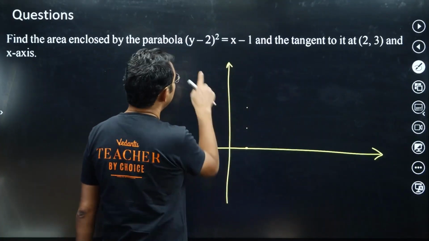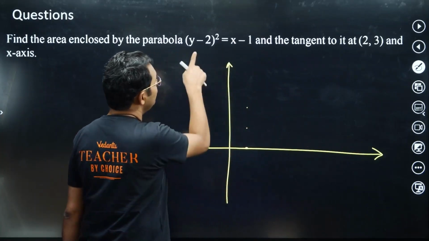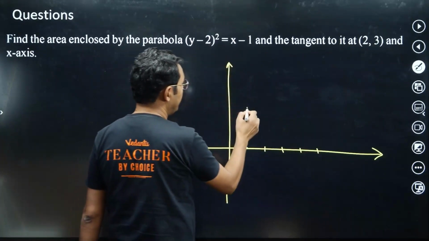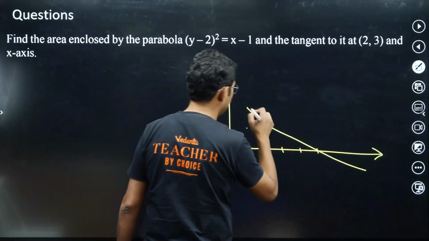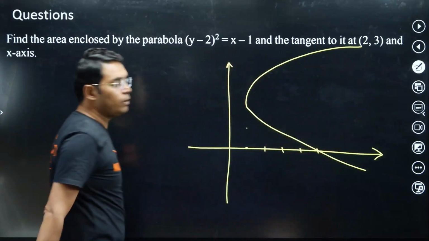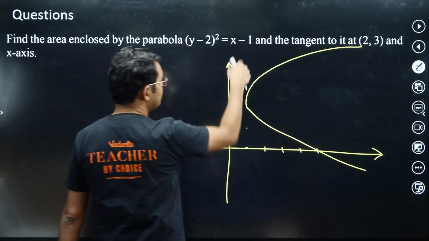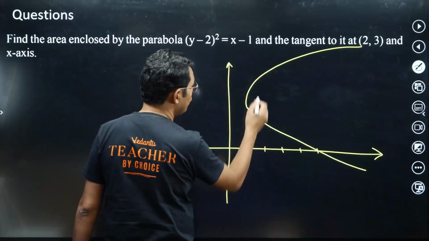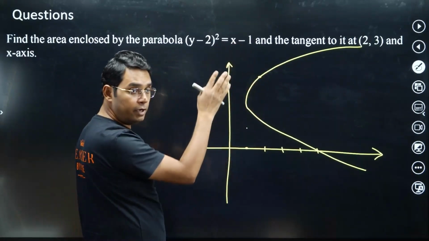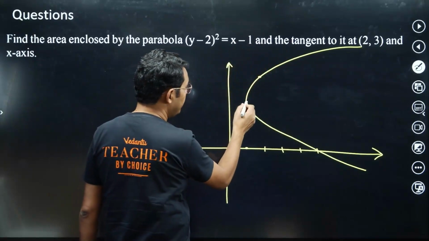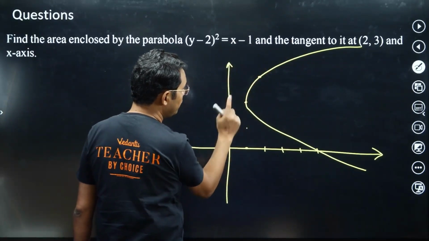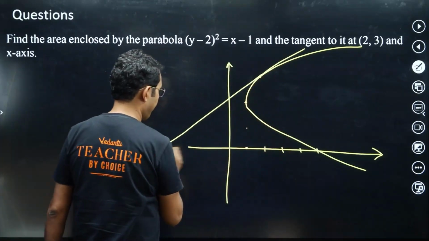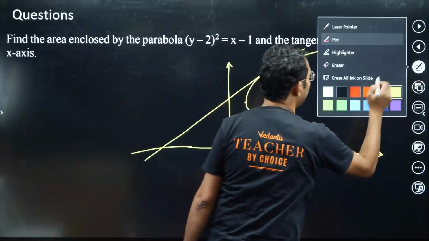And when y is equal to 0, x will be 5. So 2, 3, 4, 5. Somewhere here this parabola should be meeting the x-axis. So this is how your parabola would be formed. Vertex is (1, 2), somewhere here. Now the point (2, 3) would be here. It will be on the upper portion of the parabola. So (2, 3) would be here. This is the tangent that we have to find, and we are looking for this area.